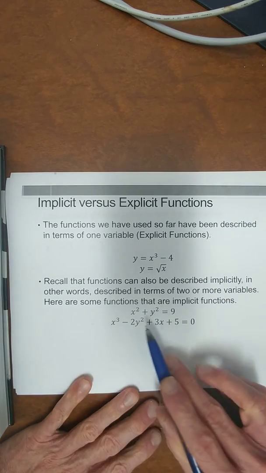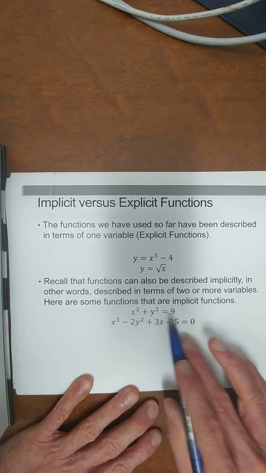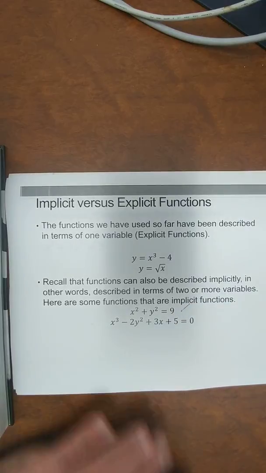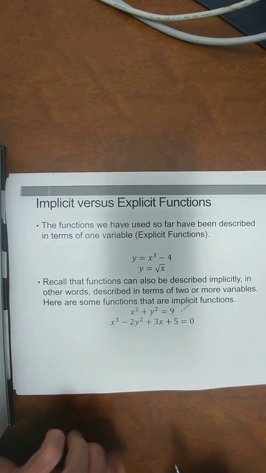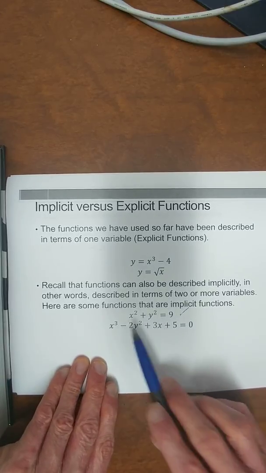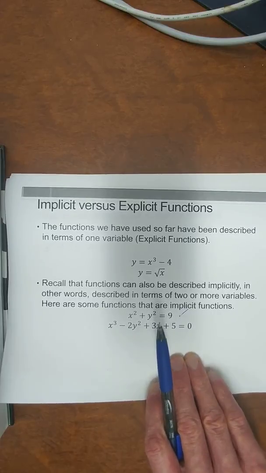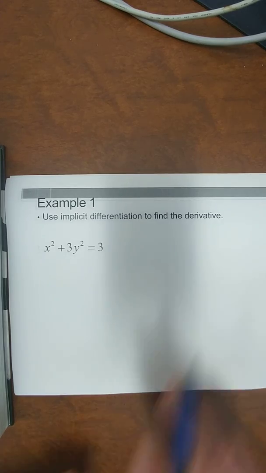So as you can see, if the equation is in terms of x and y and is not solved for y, like this example, like a circle, x squared plus y squared is equal to 9, this is what we call an implicit form of a function. So again, what you'll see is that it's not solved for y, basically. So we are going to look at some implicit functions and how to take the derivative.